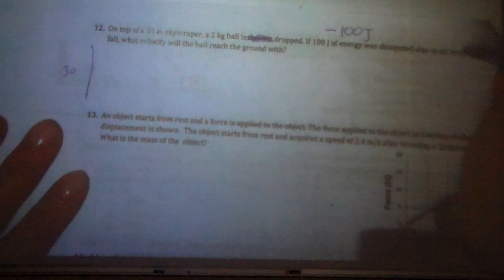A 30 meter skyscraper, a mass is dropped, okay? That's supposed to be dropped. 100 joules of energy is dissipated, so I'm going to lose 100 joules. And what will the velocity be at the ground? So I'm going to start. This is going to be my A. This is going to be my B.